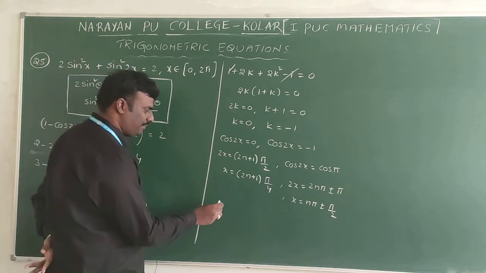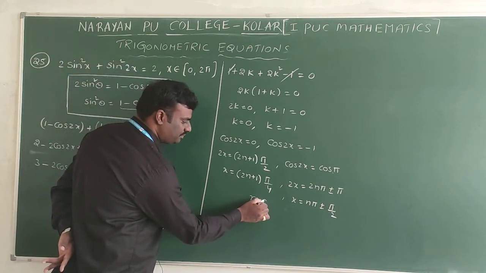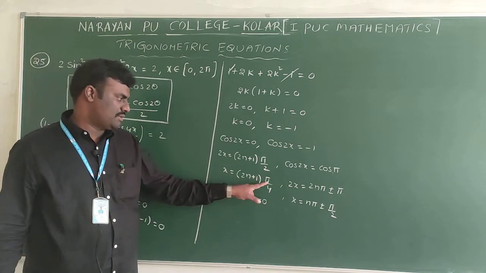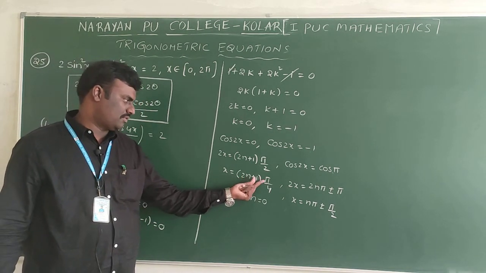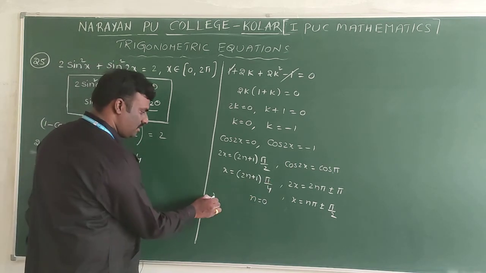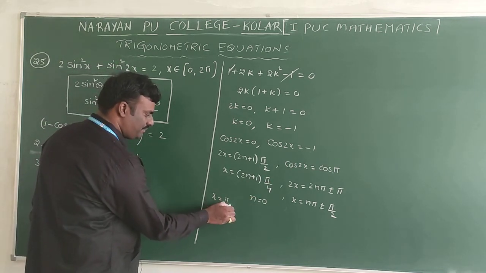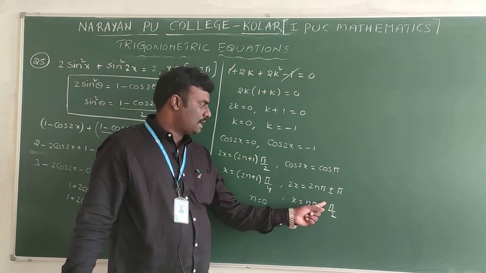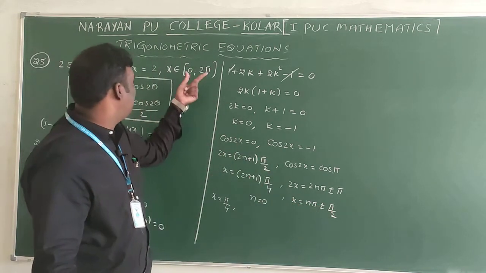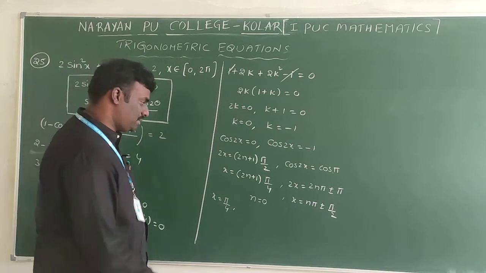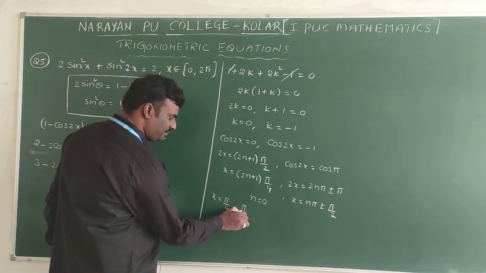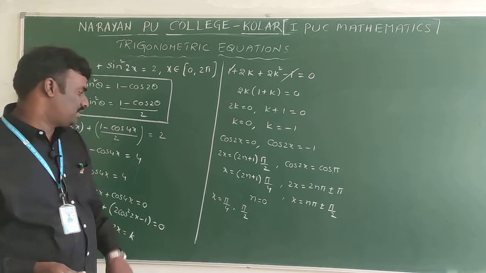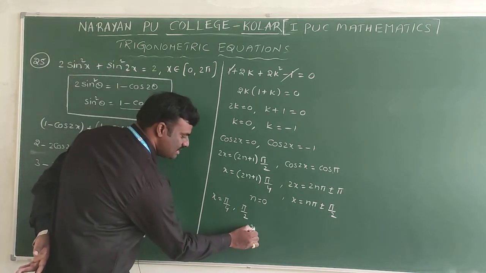First I am taking n value 0. Substitute n value 0. Here you will get 0 plus 1 is 1, 1 into pi by 4, so x value is pi by 4. If you substitute n value 0, plus or minus pi by 2, but the negative value is not there. That's why I am taking pi by 2. Total we got 2 values.